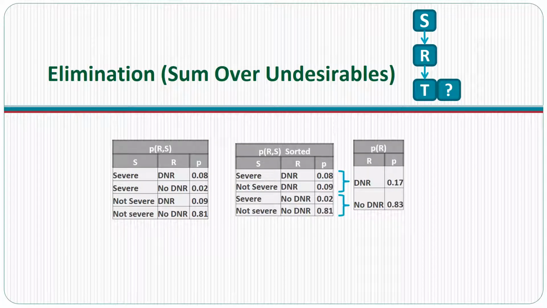Elimination is done by summing over the variables that we are not interested in. Since we want to estimate the probability of treatment, we are not interested in the patient's severity. We can eliminate this variable by summing across it. To show the summation easier, we should sort it over the variable we want to keep. Then we sum the values for DNR and no DNR. This new table no longer indicates severity of illness, but reflects the influence of severity.